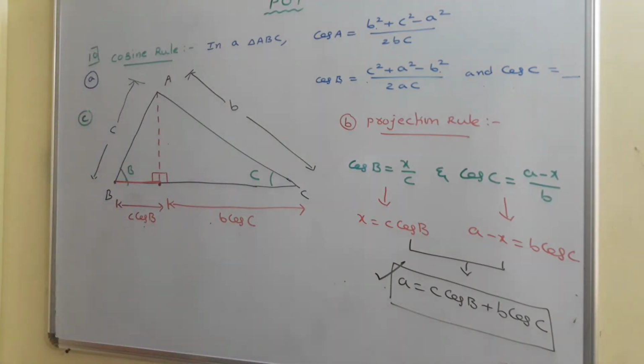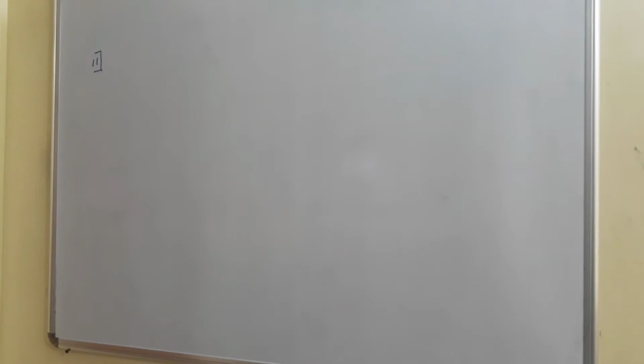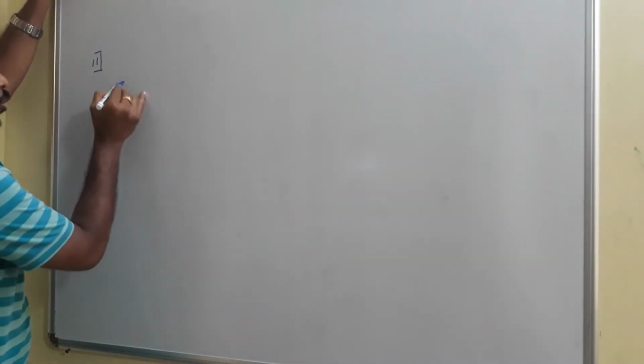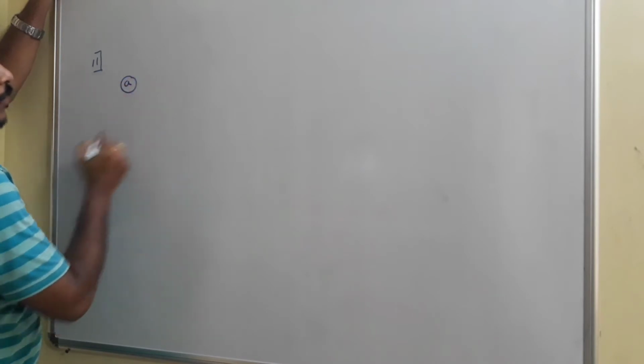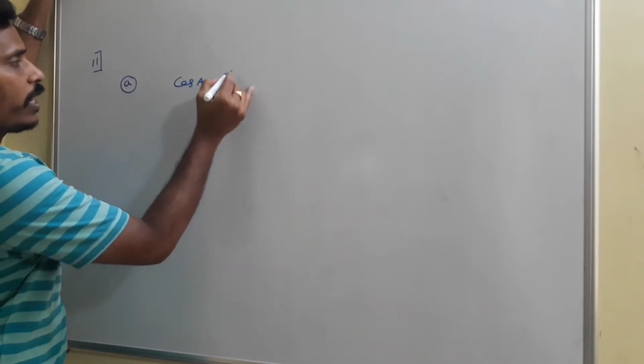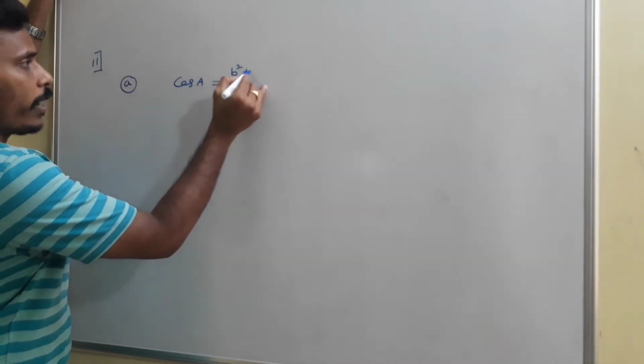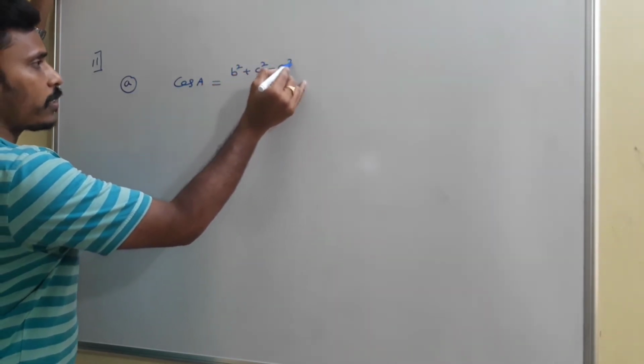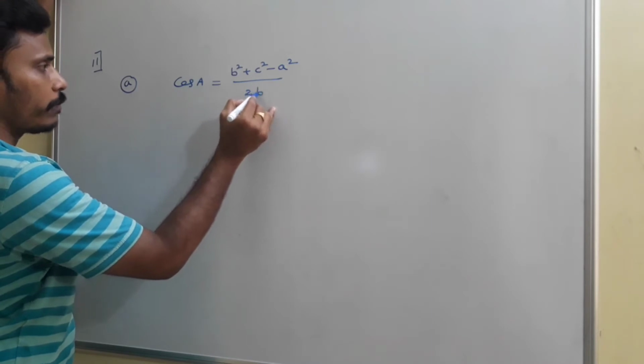And now we are going to solve different problems related to the cosine rule as well as the projection rule. How do the cosine rule and projection rule work? Suppose I have a part of the cosine rule like cos A is equal to b square plus c square minus a square by 2bc, right?